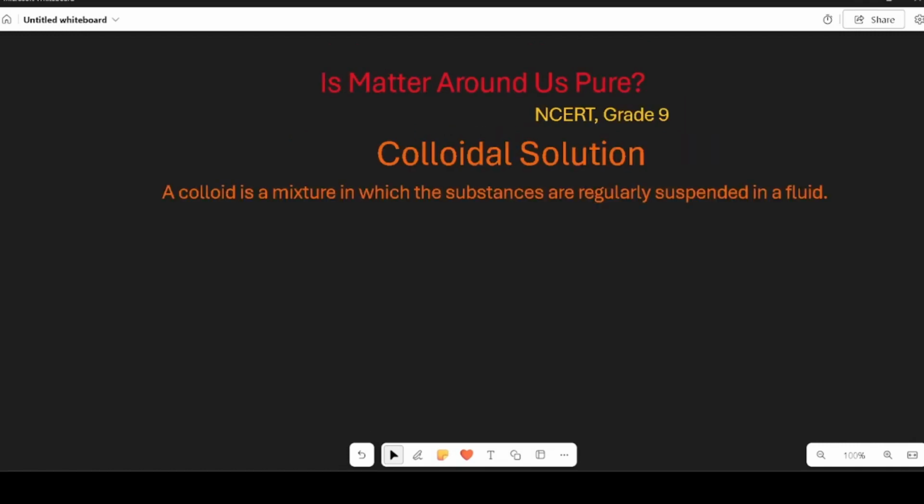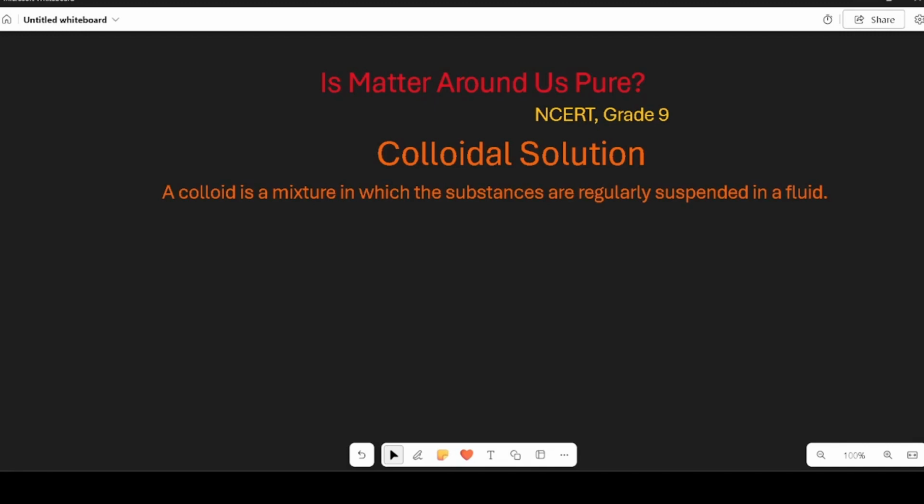Now let's talk about colloidal solutions. A colloid or a colloidal solution is a mixture in which the substances are regularly suspended in a fluid. When you pour milk or ink in water, it's a colloidal solution or colloid. The particles of a colloid are uniformly spread throughout the solution due to the relatively smaller size of particles compared to that of a suspension. The mixture appears to be homogeneous, but actually a colloid is a heterogeneous mixture. For example, milk. Because of the small size of colloidal particles, we cannot see them with the naked eye, but these particles can easily scatter a beam of visible light, as observed when you pass it through milk.